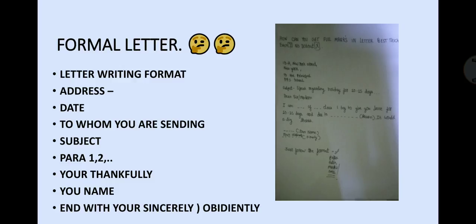And then you have to write the subject, what you are sending the letter for and what the role of that letter is. Mostly people just see that the subject is one of the most important parts of a letter, and if your subject is written in a really good way, then the person gets more interested in reading your letter. So your subject should be really very good. For example, my subject over here is regarding holiday for 10 to 15 days.